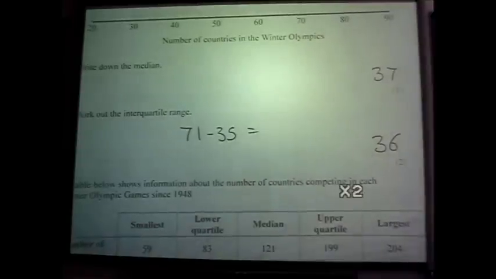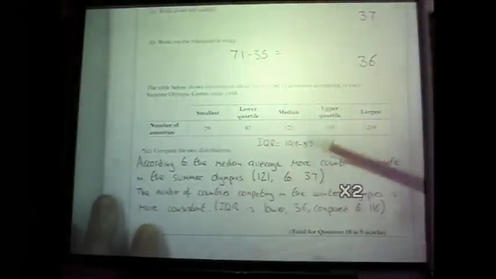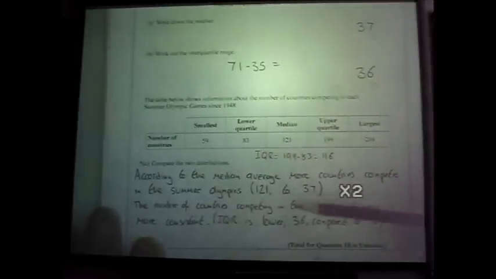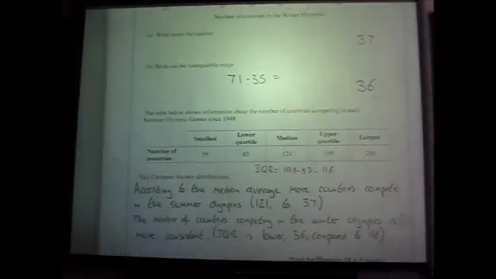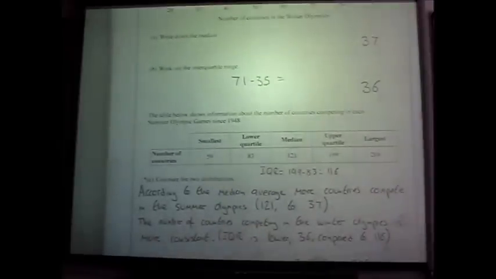Right, the next one says compare the two distributions. So compare, this comes up quite a lot. What you need to do for your 2 marks is to compare the median average, and you're given the median average here, and you've got it written down here. By the way, this is all about countries competing in the Winter Olympics at the top and Summer Olympics down here. According to the median average, more countries compete in the Summer Olympics, which is 121 compared to 37.